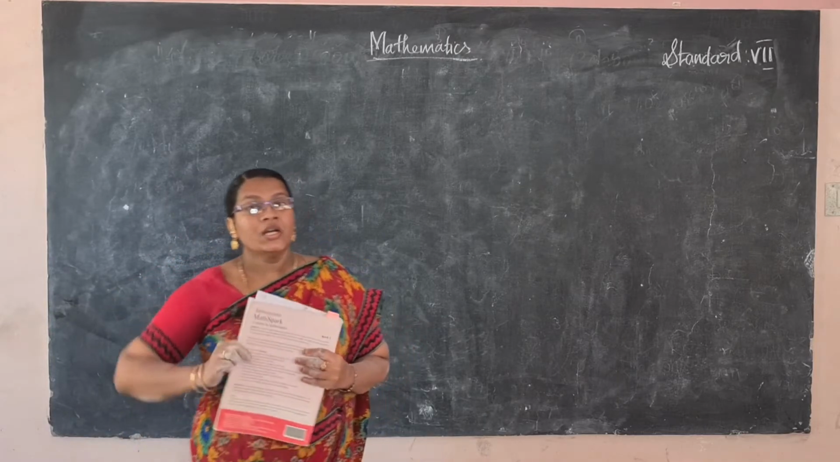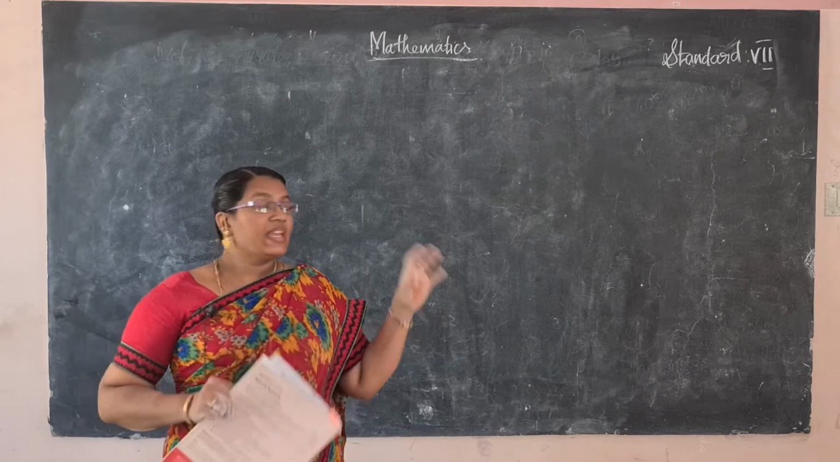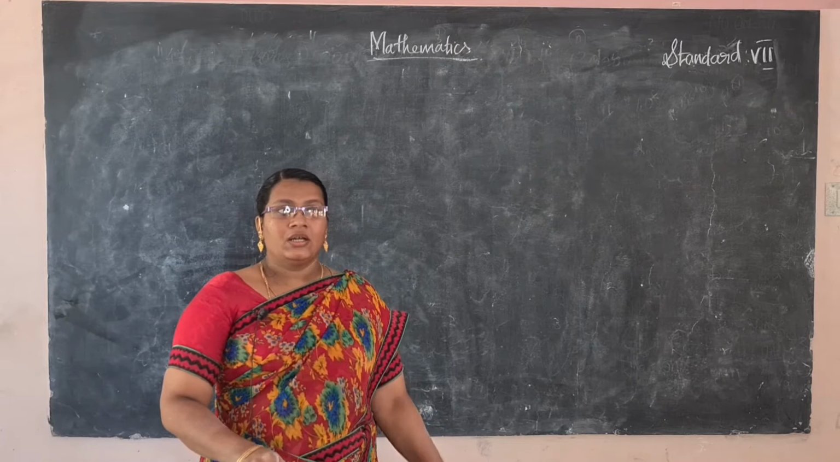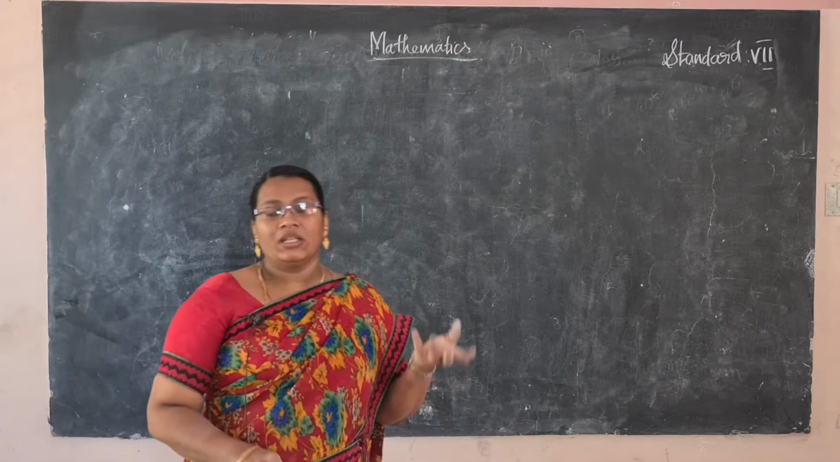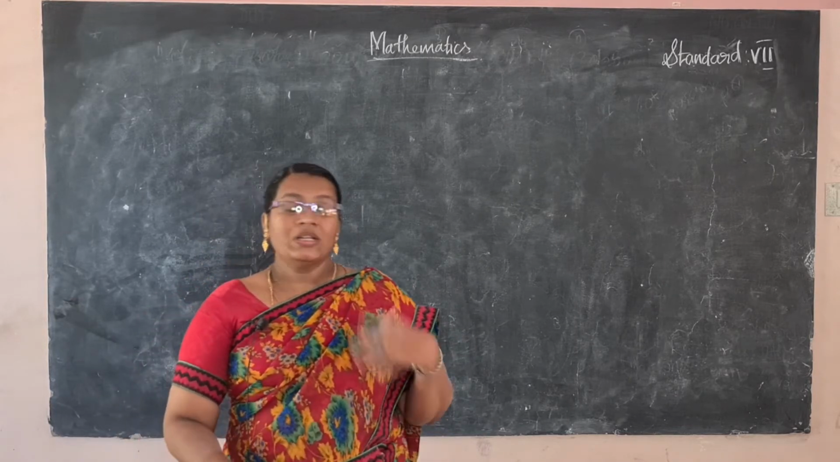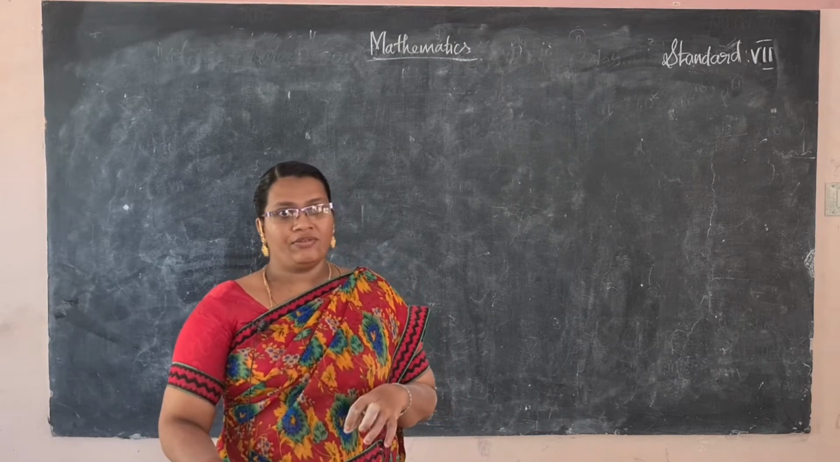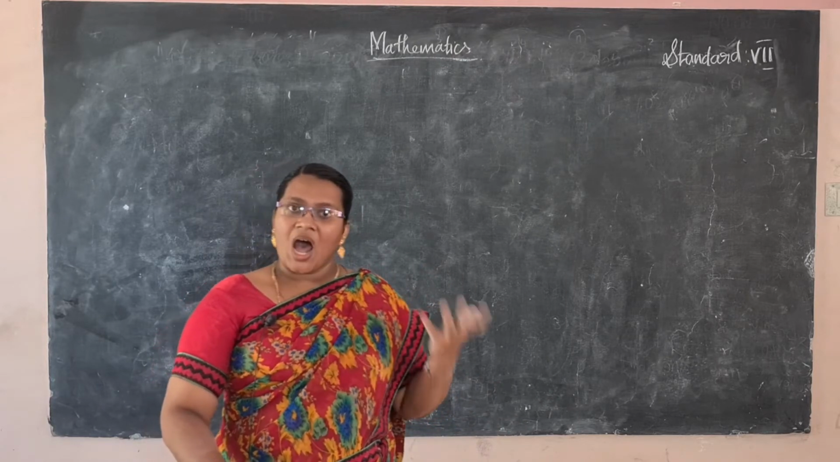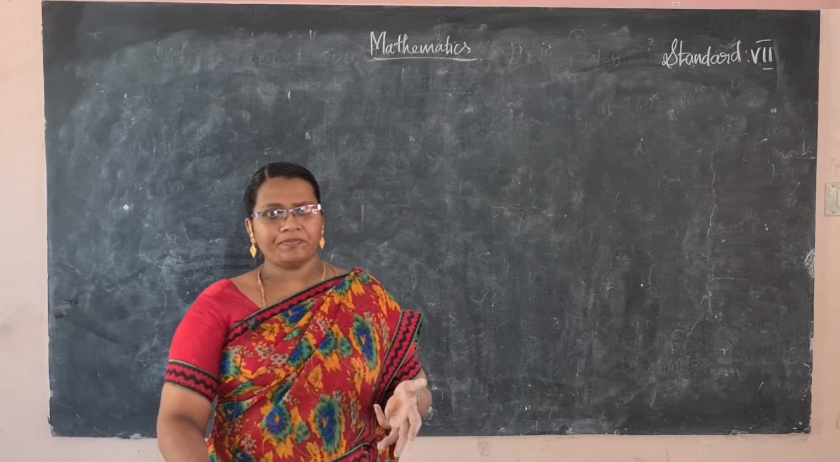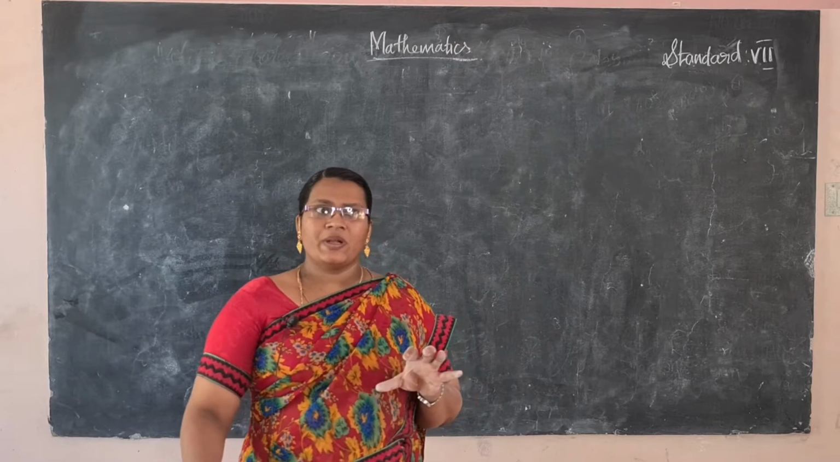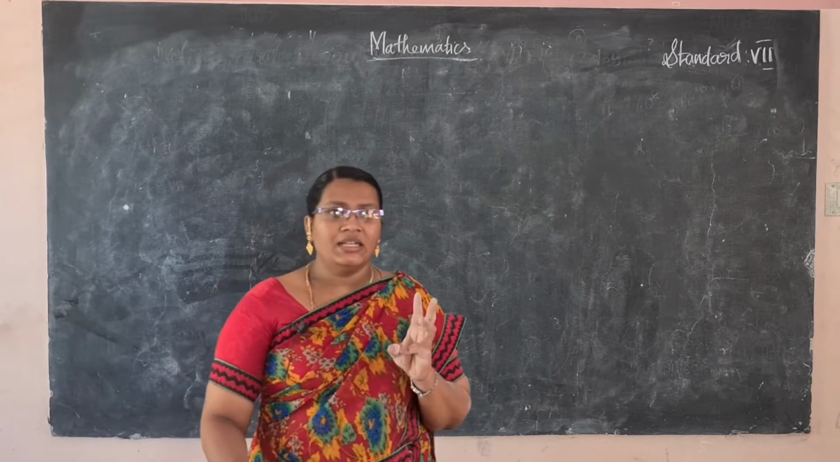Good morning, students. In a previous class, we learned about the exponent, right? So, laws of exponent. What are the laws we have learned? What is the definition of exponent? A number multiplied by itself is called the exponent or index or power. Okay, and then laws of exponent. We have learned 7 laws.